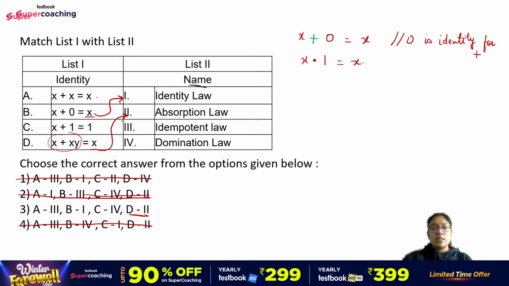x plus x is equal to x. This is nothing but the idempotent law. And then we are left with x plus 1. This is the domination law. यहाँ पे कौन dominate कर रहा है? 1 dominate कर रहा है. कैसे dominate कर रहा है? कि अगर आप 1 के साथ किसी भी input का OR लेते हो, output 1 ही रहेगी. Doesn't matter what is happening. So that means it is showing the dominating behavior. So it is the domination law. So for C it is 4. So the correct answer for this question is option 3.